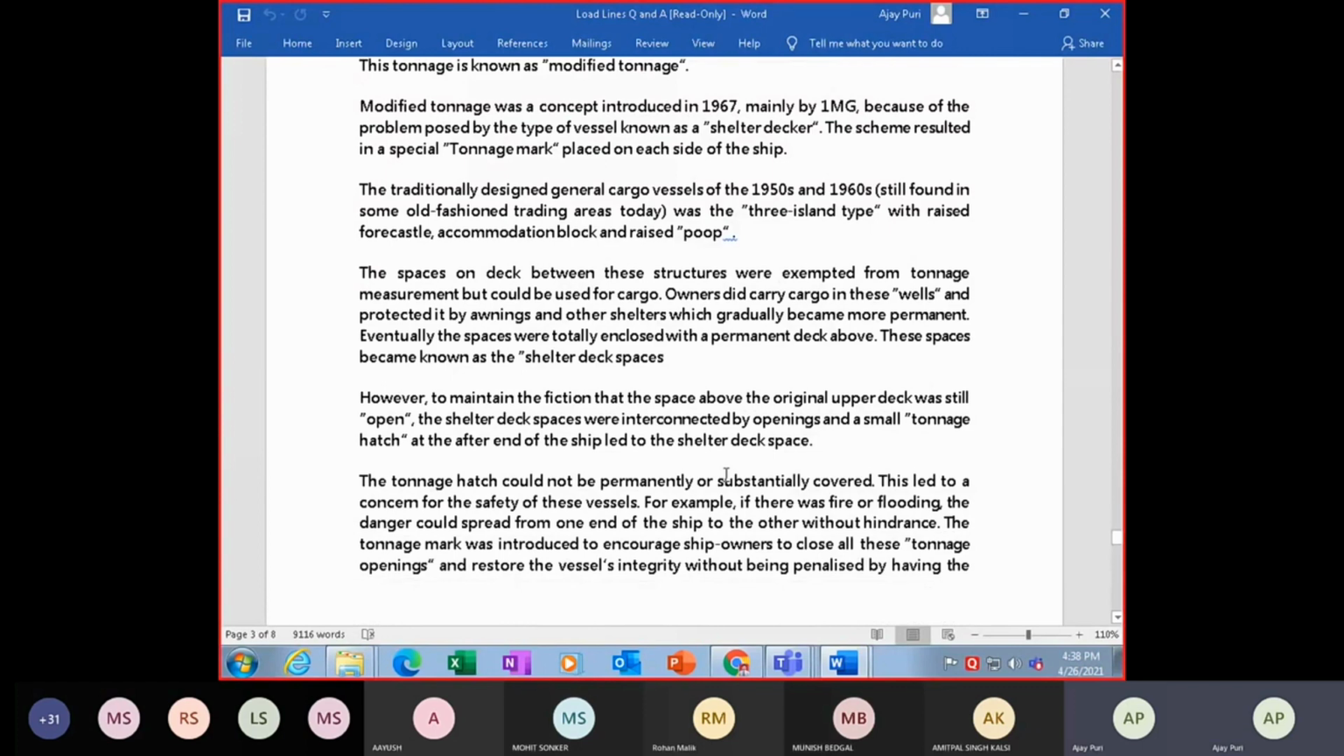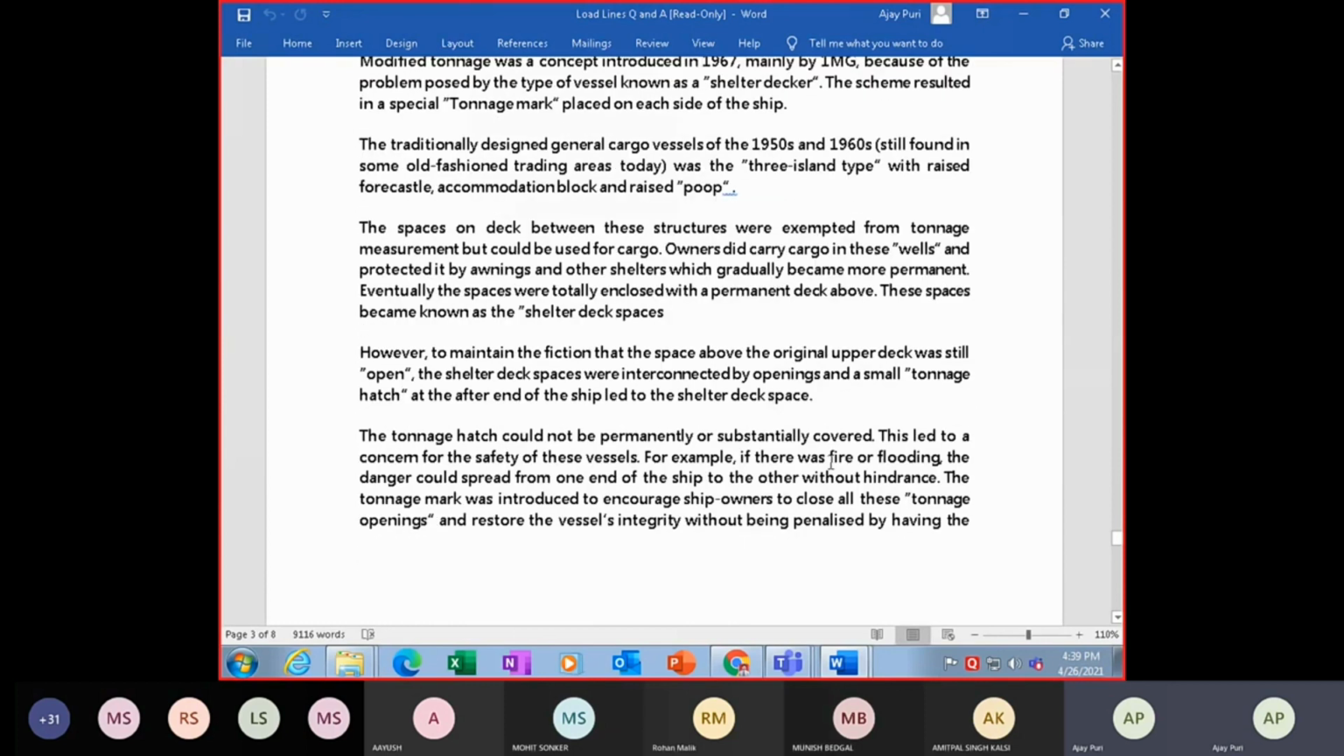To maintain the fiction that the space above the original upper deck was still open, the shelter deck spaces were interconnected by an opening, and a small tonnage hatch at the after end of the ship led to the shelter deck space. So the tonnage hatch could not be permanently or substantially covered. This led to concern for the safety of the vessels.